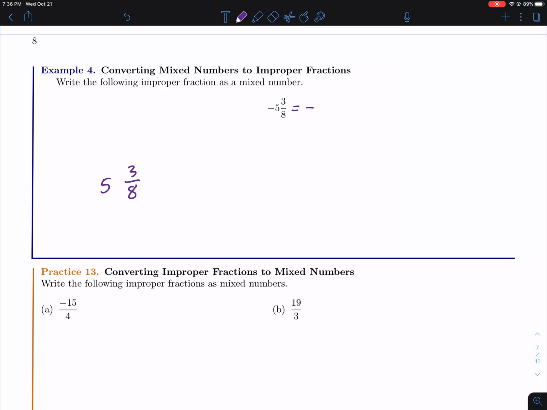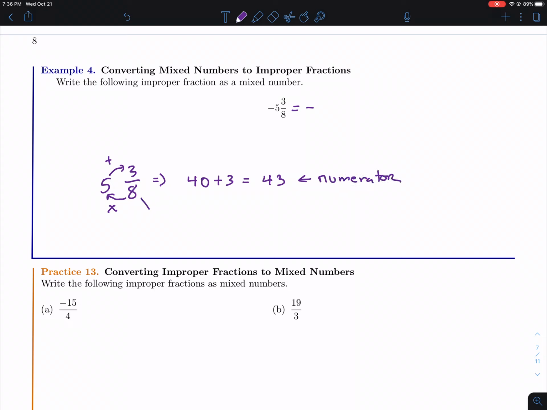So the way this works to go backwards is we take our denominator, multiply it by our whole number, and then take whatever we get from that answer and add the numerator back in. So the way this is going to work is I'm going to do 8 times 5 is 40 plus our top number, which is 3. So 43 is now going to be our new numerator.